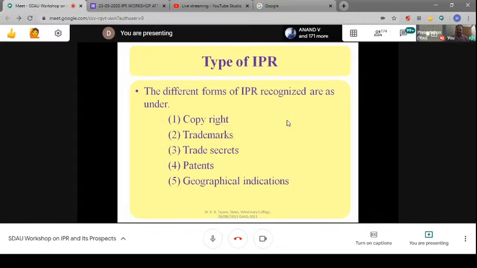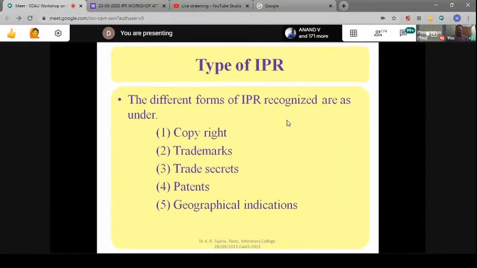Now intellectual property, it's clear why it is required, and it's clear why it is specifically important for the agriculture sector. That is also very clear to you. Now let us see what the different types of intellectual property rights are. So the first form of intellectual property rights is copyrights.